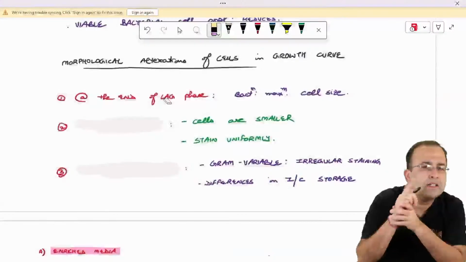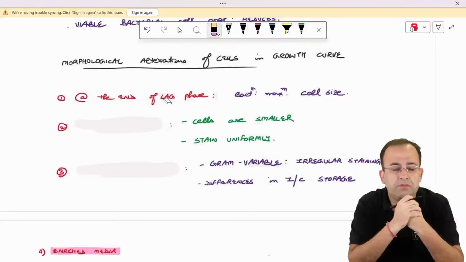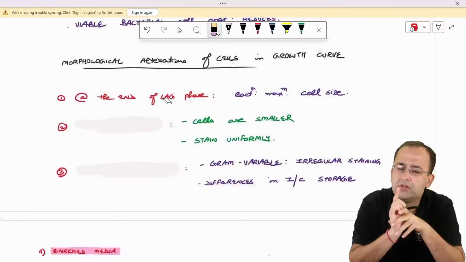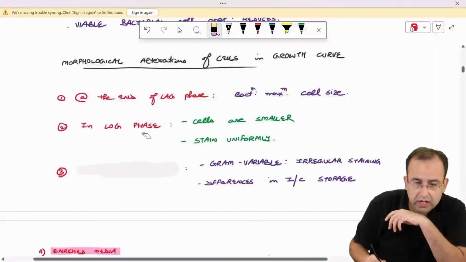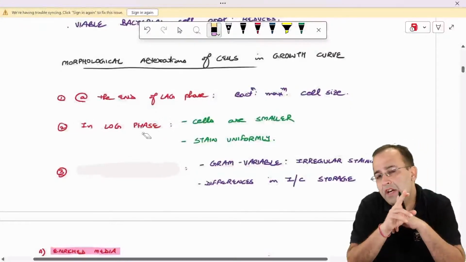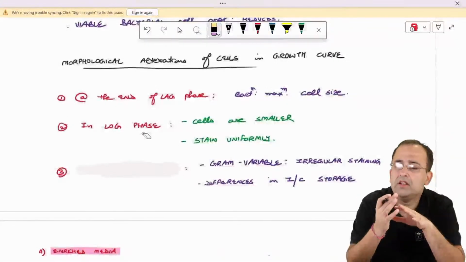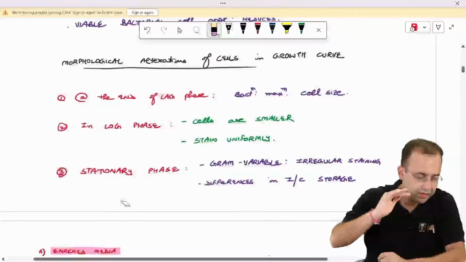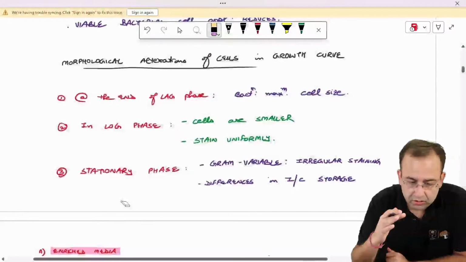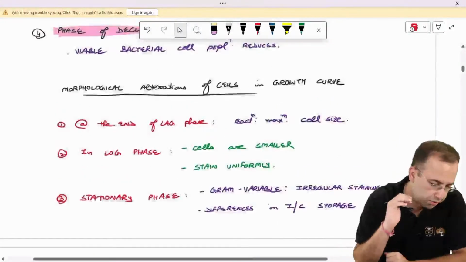Cells are smaller and stain uniformly in which phase of the cell cycle? These are the questions which will be asked from you guys. The bacterial growth curve is usually asked. Cells are smaller when they are rapidly dividing, that is in log phase. Whereas they are gram variable with irregular staining, and there are differences in intracellular storage granules, in stationary phase. So these were with respect to the bacterial growth curve, our first important topic.